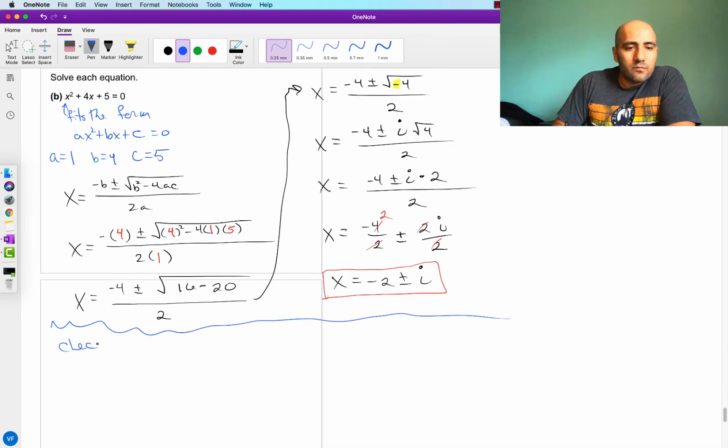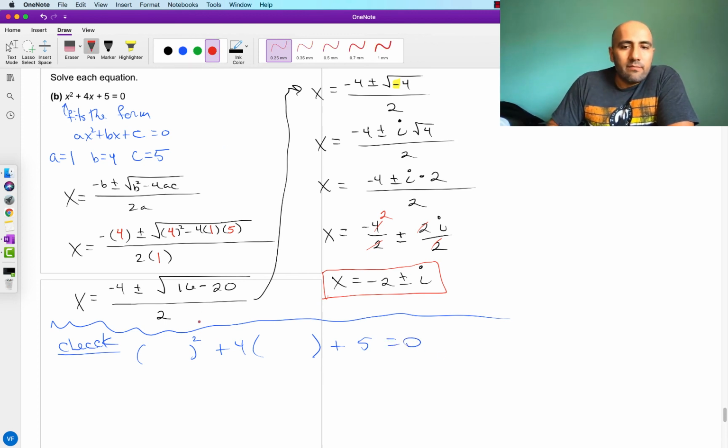So check. We have blank squared plus 4 times blank plus 5 should be equal to 0. And let's check one of them. Let's check the -2 plus i. Is this a valid answer? x equals -2 plus i.